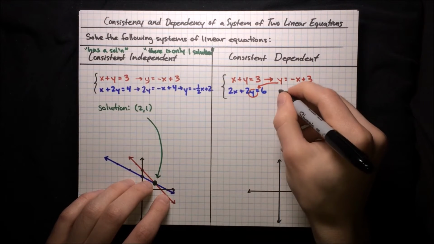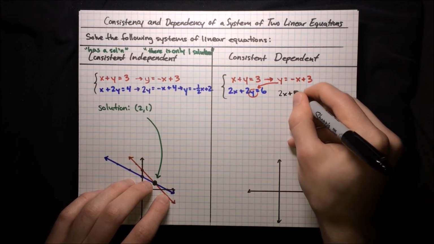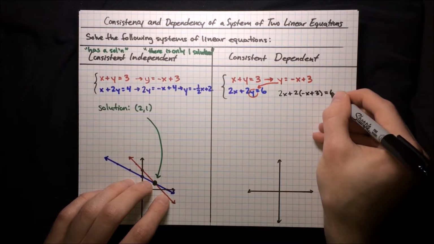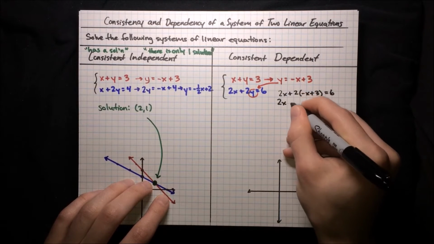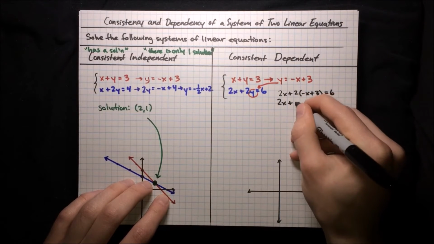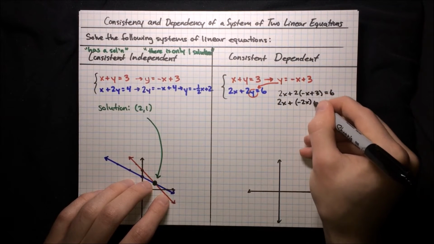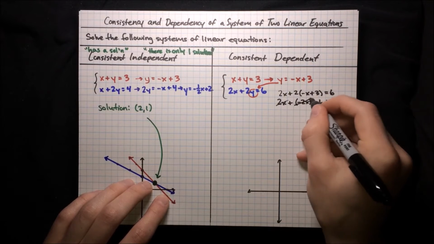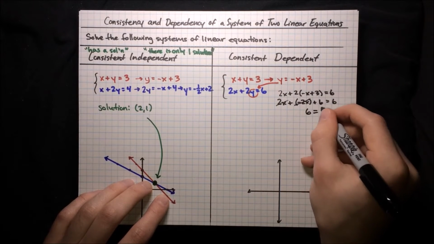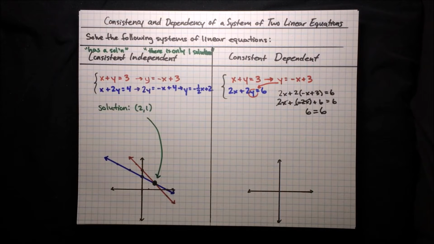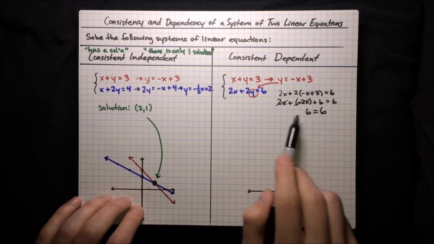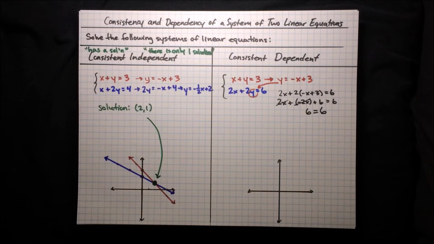So when we do that, let's write that down. So that becomes 2x plus 2(negative x plus 3) is equal to 6. Let's simplify that. So 2x plus, this is negative 2x, and then plus 6 is equal to 6. And 2x plus negative 2x, well, that's just 0. So we just have 6 equals 6. So we just end up with a true statement. What does that mean in the context of the solution of the system here? Well, it just means that the system has infinitely many solutions.